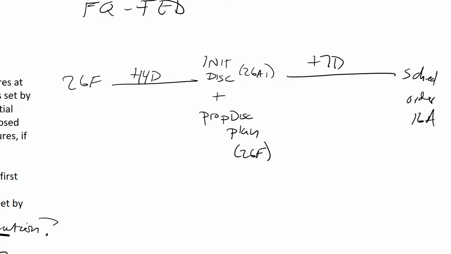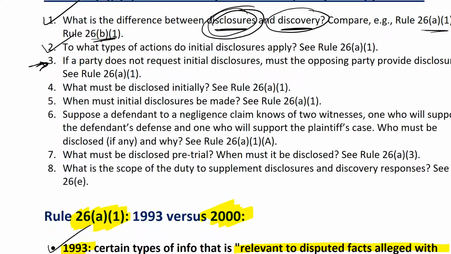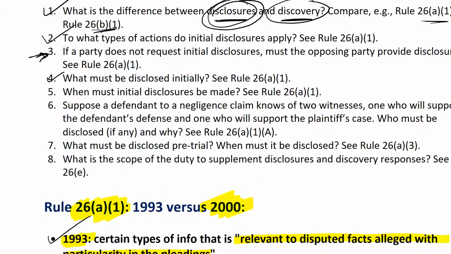All right, let's go up here, see what else we need to discuss next. What must be disclosed initially? See 26(a)(1). We already did number 5, when must disclosures be made. All right, we already did that.